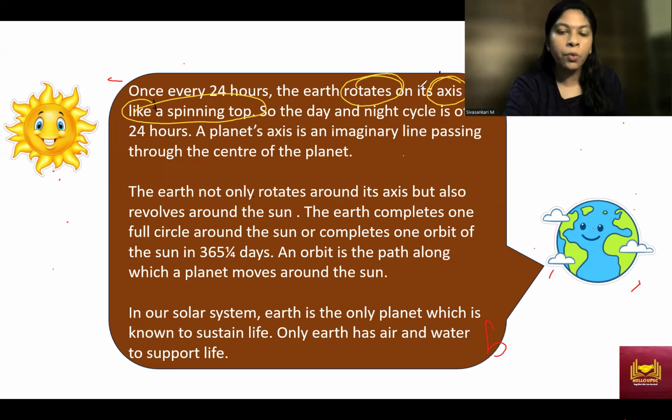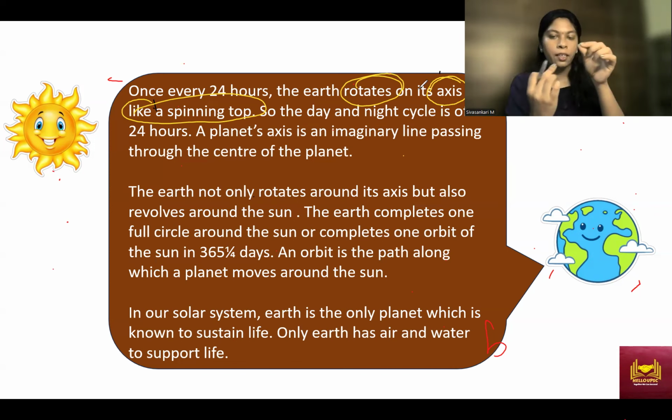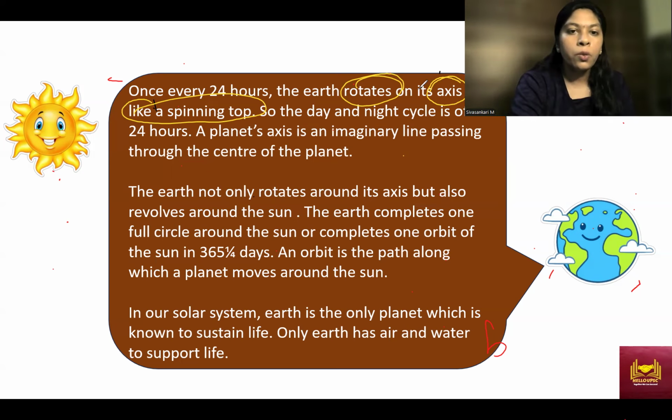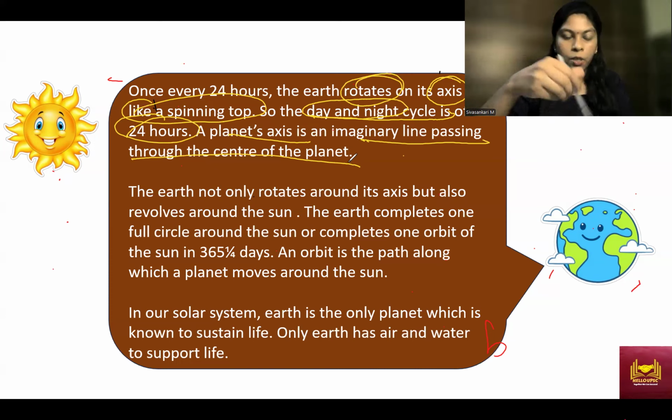Axis means it's an imaginary line only. Nobody has drawn some line and placed the Earth over it. Like a top, it is rotating. That is the reason for day and night. Every 24 hours it changes. The planet's axis is an imaginary line passing through the center of the planet.